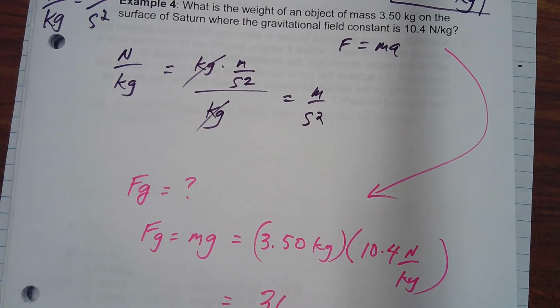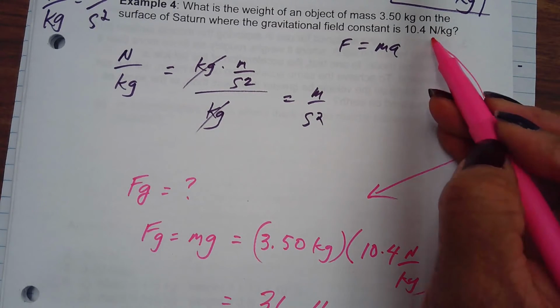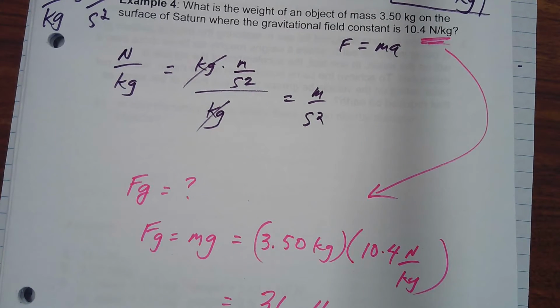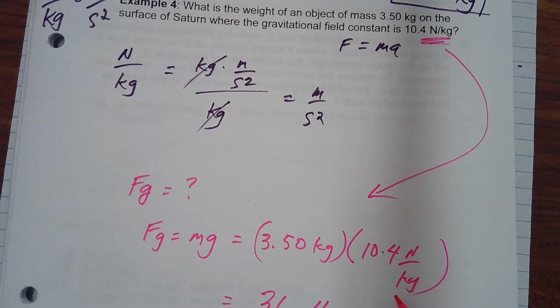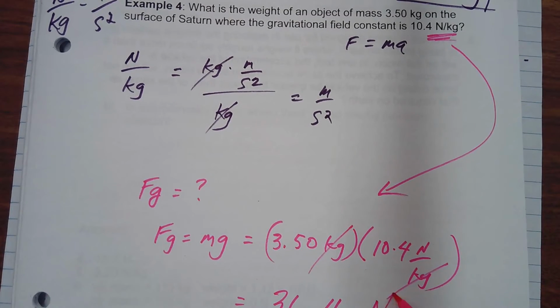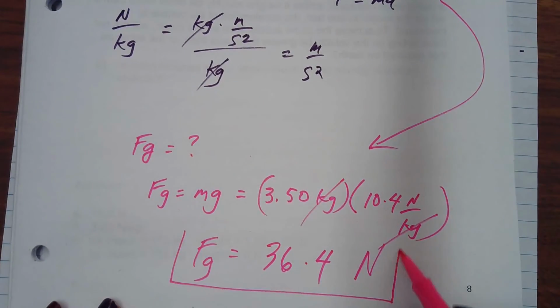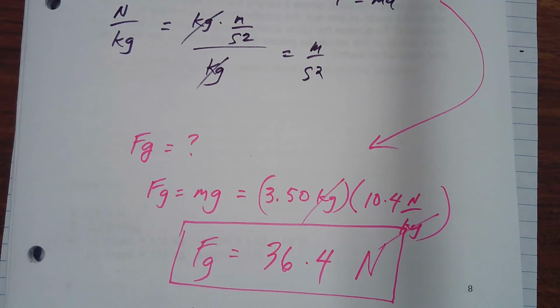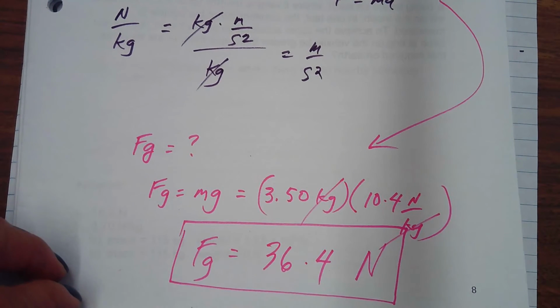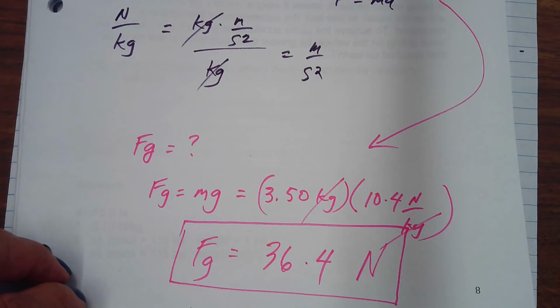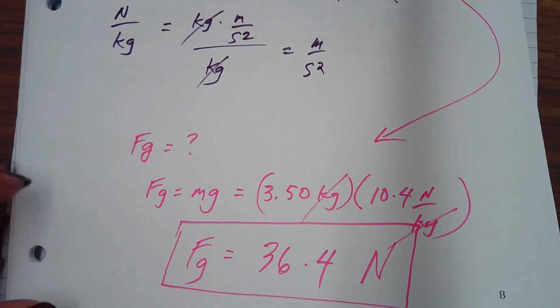10.4 is what unit? 10.4 is the G, because it's newtons per kilogram. So you can see here that kilograms will cancel in the unit. You're left with newtons. Newtons per kilogram is exactly the same thing as meters per second squared. Did you get 36.4? Okay. Do a couple more examples.